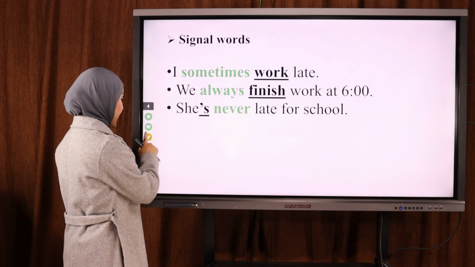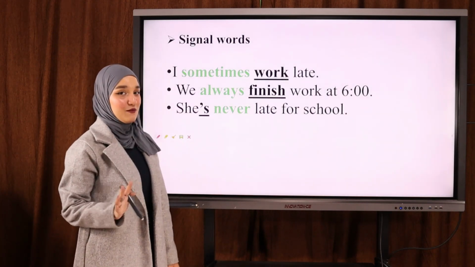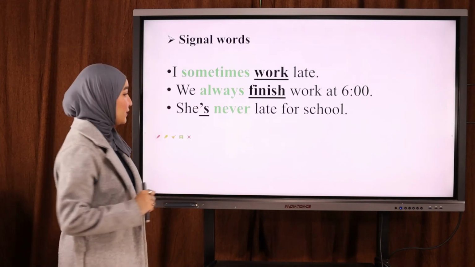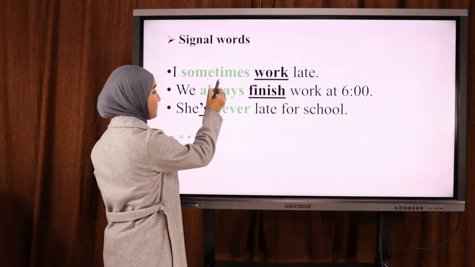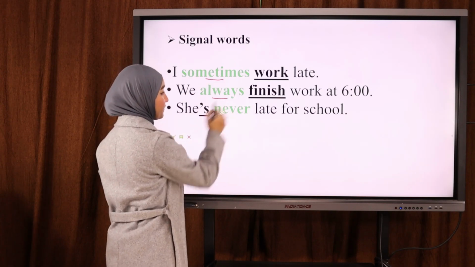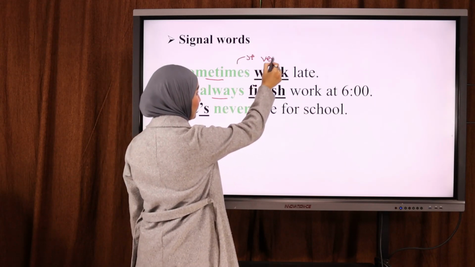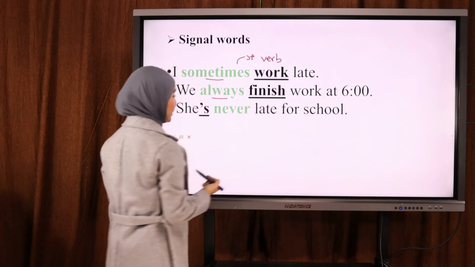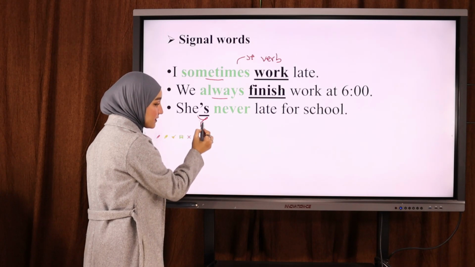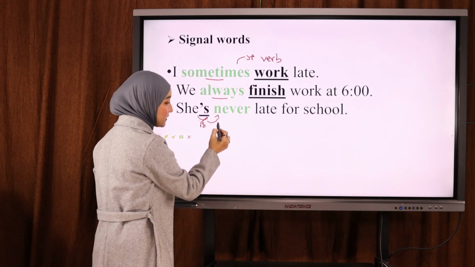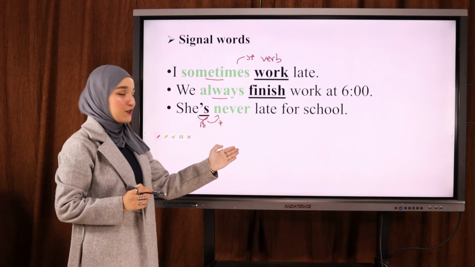Now I have to explain something. Even though this is a little bit off topic, هذا ليس موضوعنا, but I have to tell you. So here, if you can see the verbs, the adverbs of frequency, sometimes, always. And then I have my verb, work, finish. But take a look at this example. I have the verb is and then the adverb of frequency. بدأت بالفعل and then I added the adverb of frequency.